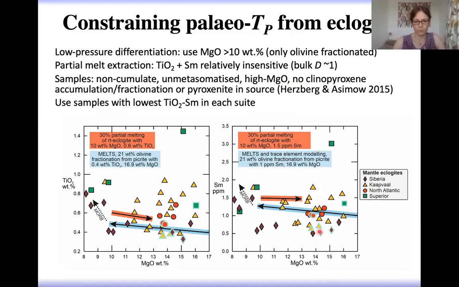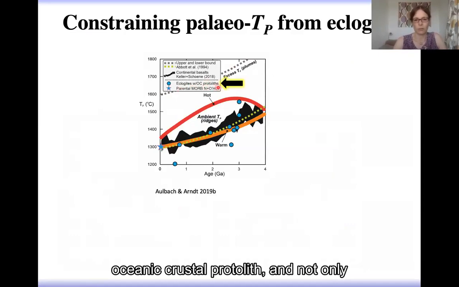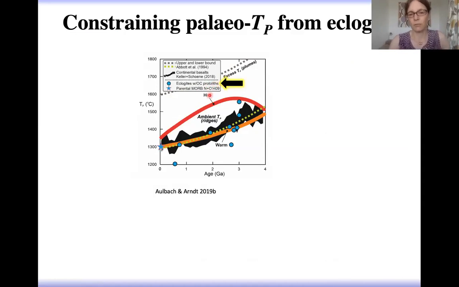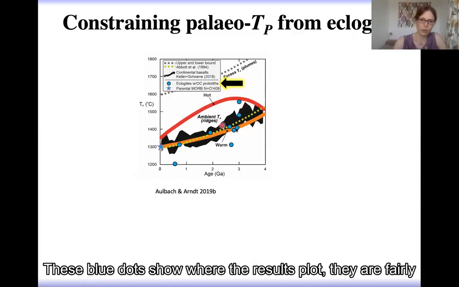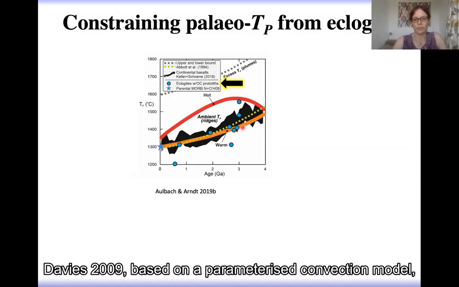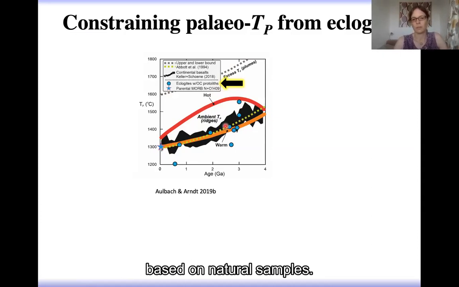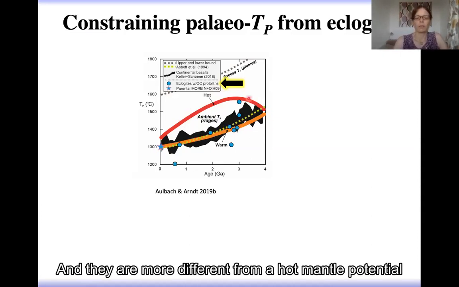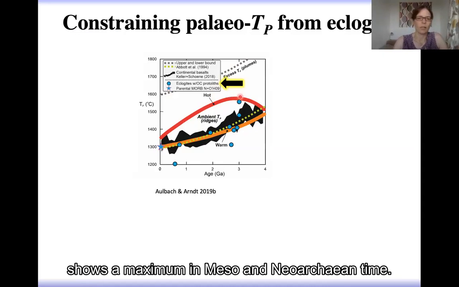fractions and temperatures. So finally, when we do so, and we only use samples with recognized oceanic crustal protolith, encompassing not only xenolith, but also orogenic eclogite and some ophiolites, these red dots show where the results plot. They are fairly similar to a potential temperature evolution curve from Davies 2009 based on a parameterized convection model, also much earlier constraints and more recent constraints based on natural samples. And they are more different from a hot mantle potential temperature evolution curve of Herzberg et al., which shows a maximum in Meso and Neo-Archean time.